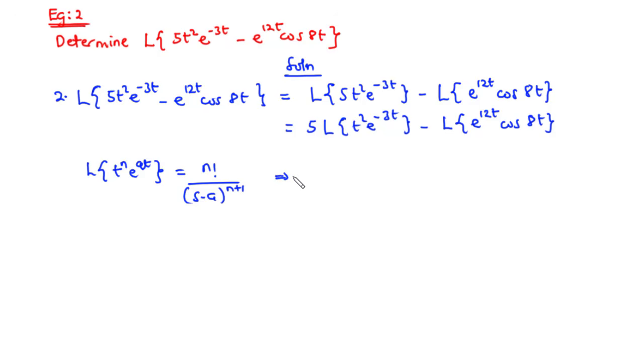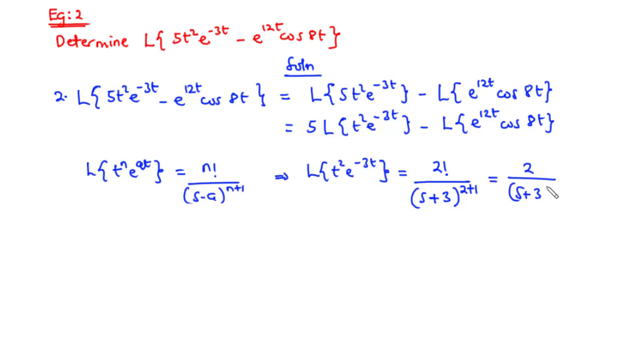Therefore we have the Laplace transform of t squared e to the power negative 3t to be equal to, here we have n to be 2, so that is 2 factorial divided by s minus, we have a to be negative 3, so negative becomes positive, so s plus 3 all exponents 2 plus 1. That is equal to, now 2 factorial is 2 times 1, so that is still 2, divided by s plus 3 all exponents 2 plus 1, which is also 3.